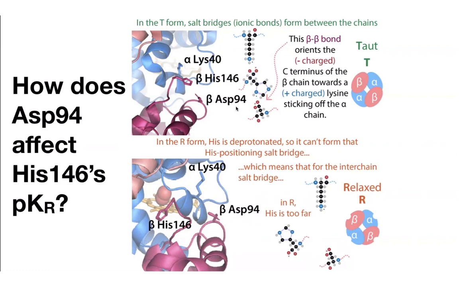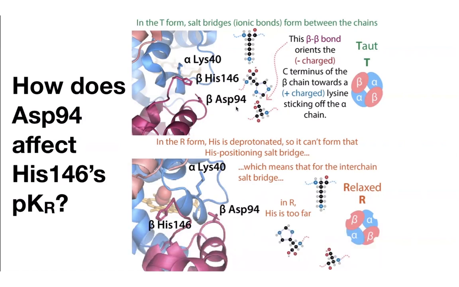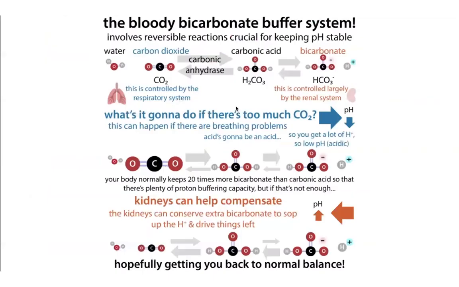Having that aspartate 94 is going to raise the pKa of histidine. Basically, it's going to stabilize the positive charge on histidine and help make it more favorable, less likely to give back that proton if it takes it, and therefore you're going to have a higher pKa. So this is going to make it so that histidine is easier to protonate, but it still needs to have protons available. And so where are those protons going to come from? The bicarbonate buffer system.